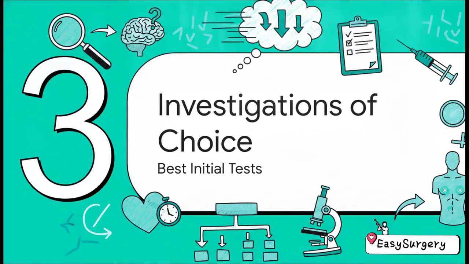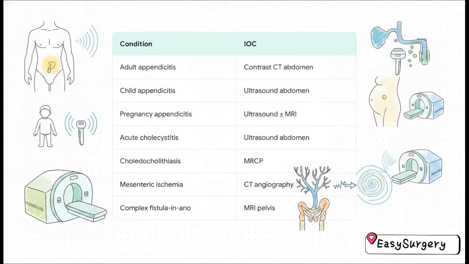Section 3, Investigations of Choice, or IOCs. This section demands rapid-fire recall of the absolute best first move for any given scenario. What's really fascinating here is how the imaging for appendicitis shifts entirely based on the patient demographic. Adults get a contrast-enhanced CT of the abdomen, right? But for kids, we obviously want to avoid radiation, so the IOC is an abdominal ultrasound. Pregnant patients also start with an ultrasound, keeping an MRI in your back pocket as a backup.